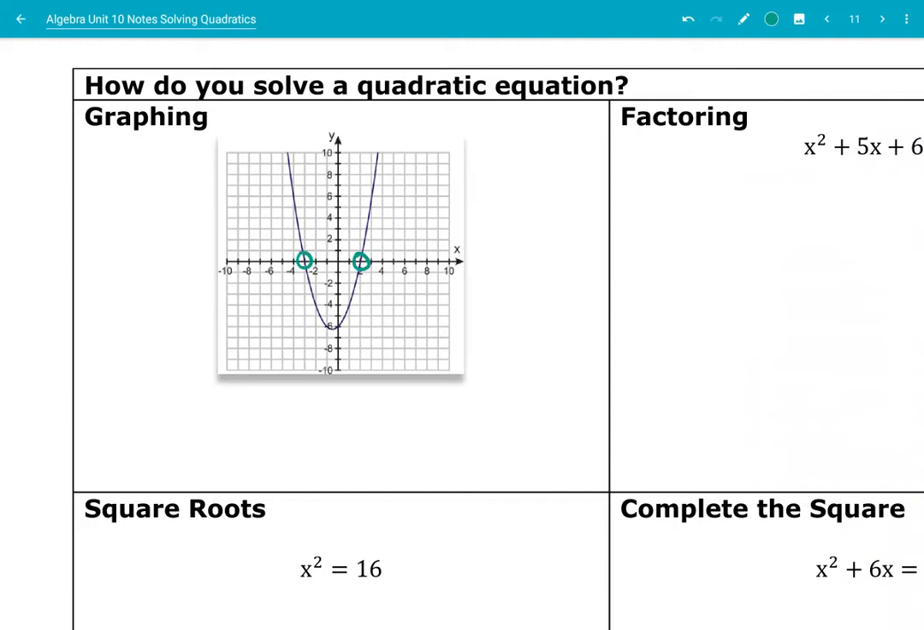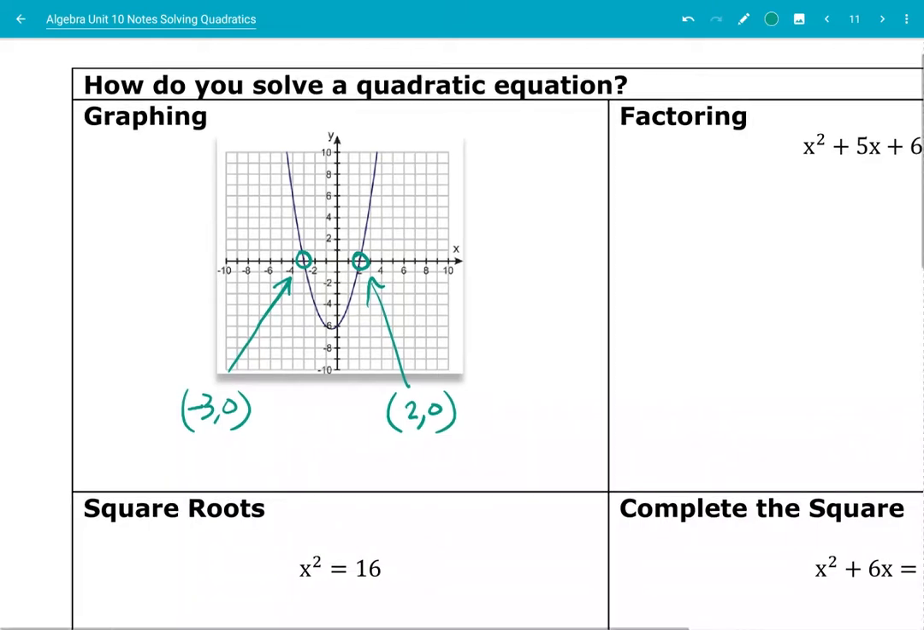The x-intercepts. So let's see. This one is 1, 2, 3. That one right there is minus 3, 0. And that one right there is 2, 0. So that's the easiest way to do it. I would highly suggest that you do that whenever you can.